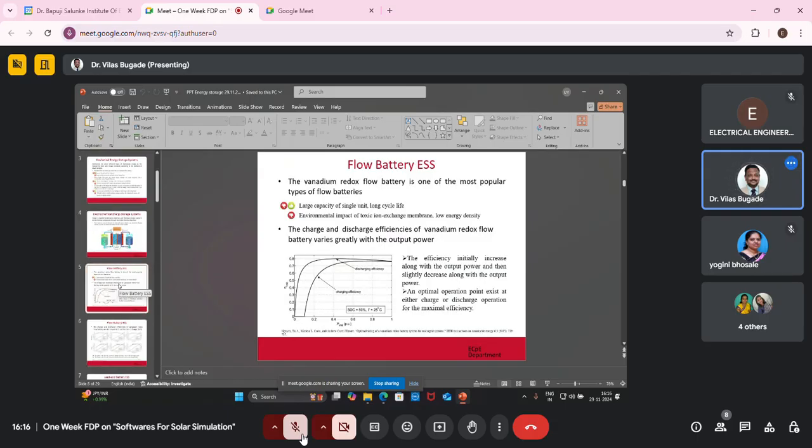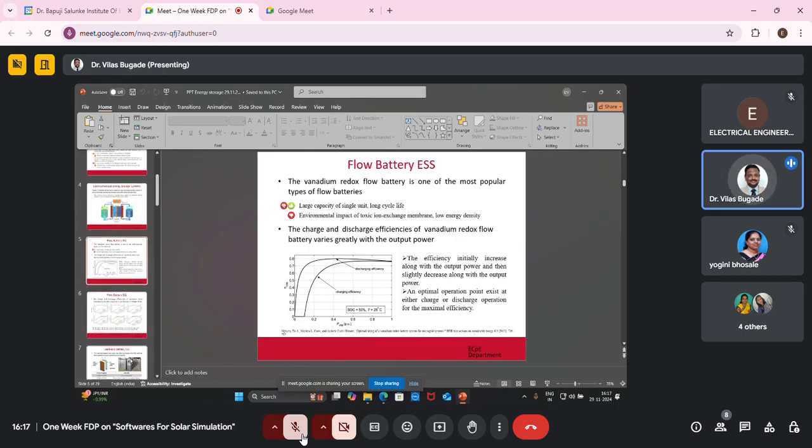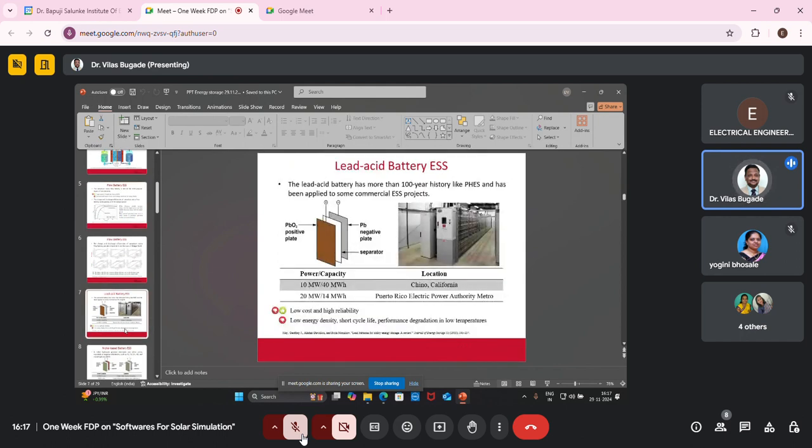Another is the flow battery energy storage system, the redox flow battery, which is basically used in Japan. It is one of the most popular types of flow batteries, with large capacity in a single unit and a long cycle life. We can take this into particular consideration, where these batteries can be used in electricity generation. This is also popular in energy storage systems.